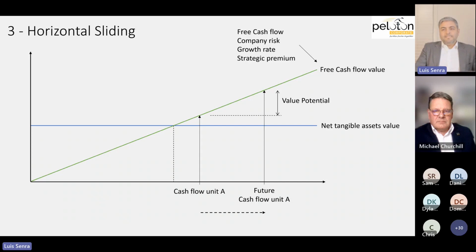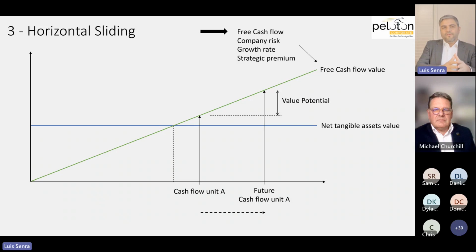And as I said before, when you look at the free cash flow value, most executive teams will focus on the free cash flow. They want to make the company more profitable, and they will not have enough attention on company risk, growth rate, what is the strategic position of this company in the market. Those are dimensions, those are factors that the private equity will focus their attention.